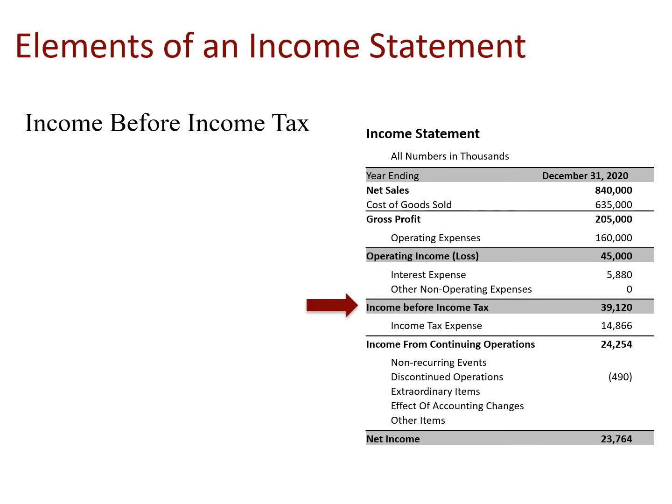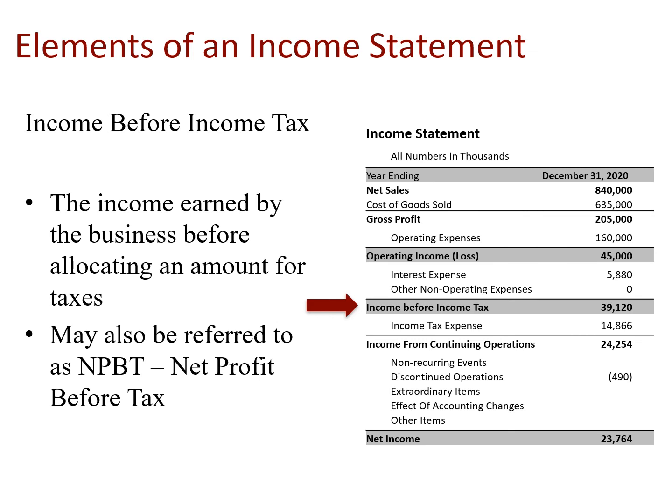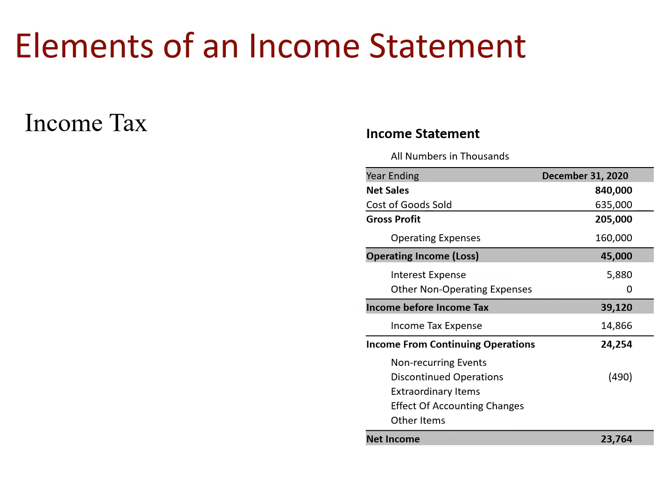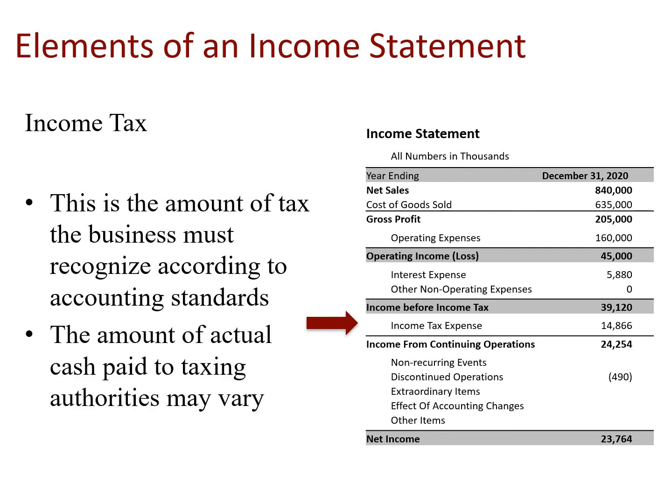Income before income tax. The income earned by the business before allocating an amount for taxes. May also be referred to as net profit before tax, or NPBT. Income tax or income tax expense. This is the amount of tax the business must recognize according to accounting standards.